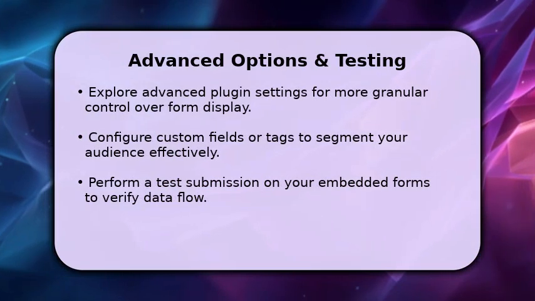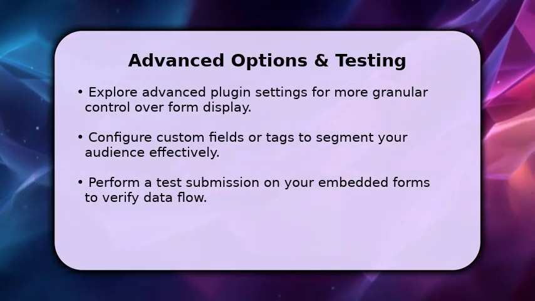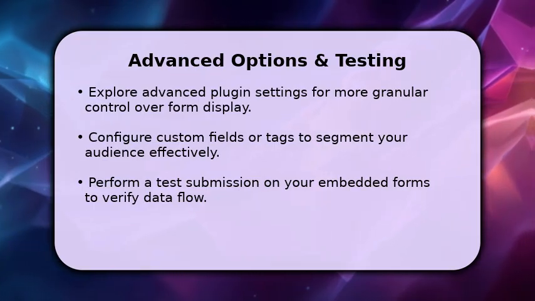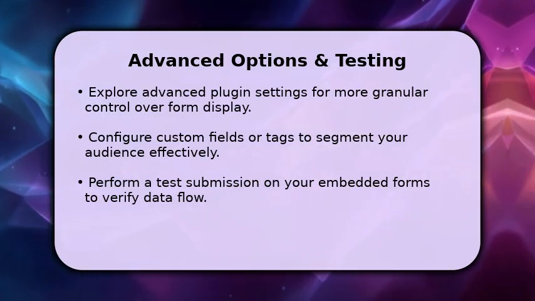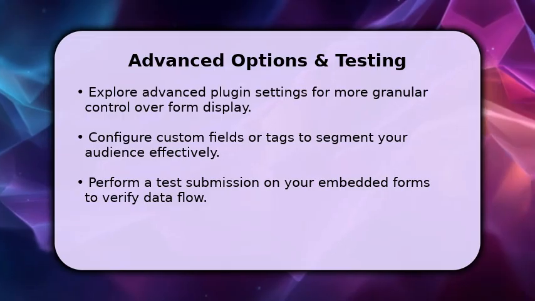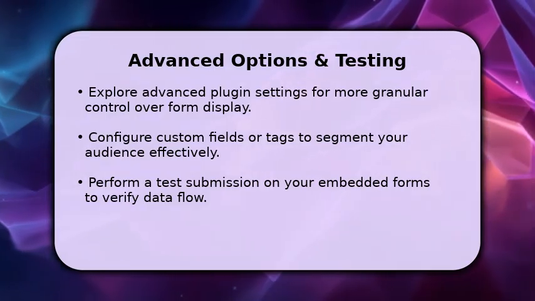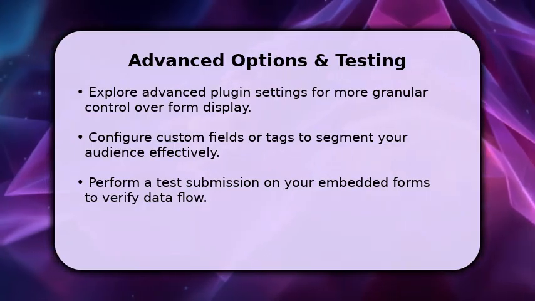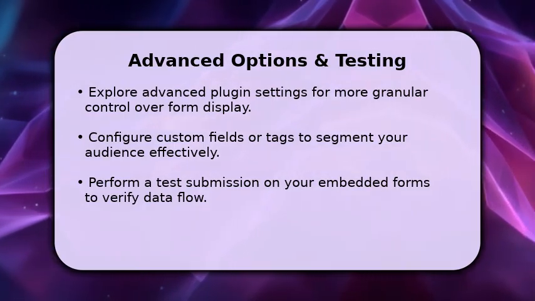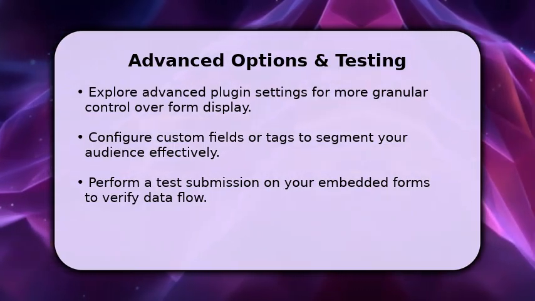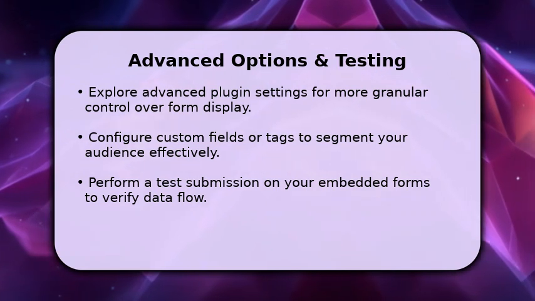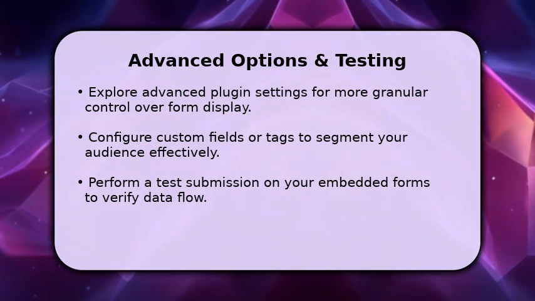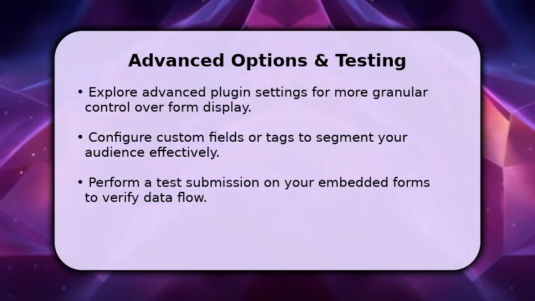Finally, explore advanced options and thoroughly test your setup. The plugin offers settings for custom fields and tags, helping you segment your audience more precisely. Crucially, submit a test entry through one of your embedded forms. Then, log into your ConvertKit account to confirm that the new subscriber data has been received correctly. This ensures your integration is fully operational and ready to grow your email list.